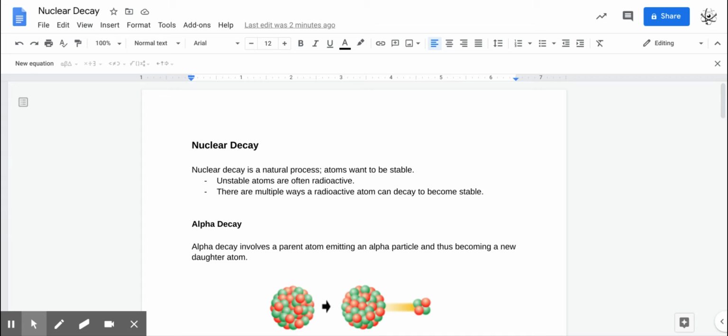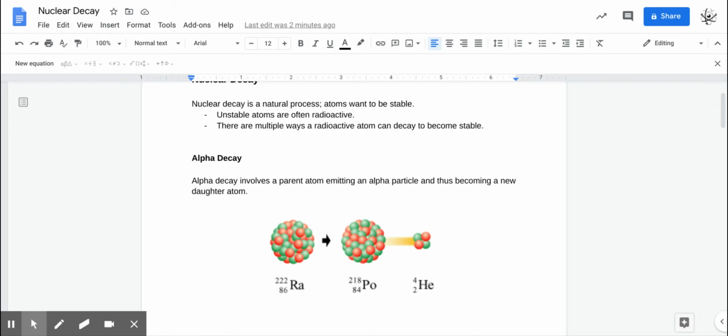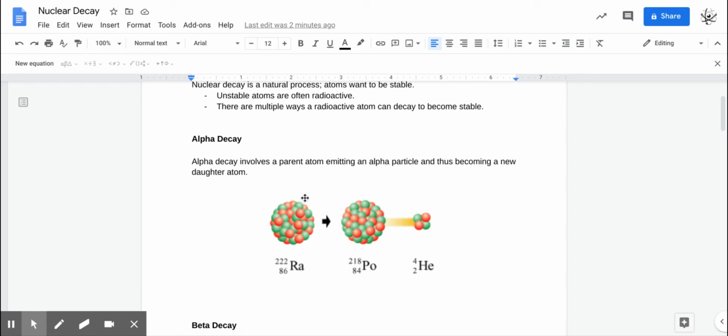There are multiple ways that they can do this, but two of the most common are alpha decay and beta decay. Now, alpha decay involves a parent atom that emits an alpha particle, and this is the alpha particle. It's a helium-4 nucleus. It includes two neutrons, which are the green, and two protons, which are the red. And when we emit this alpha particle, or this helium-4 nucleus, we create a daughter atom. And the daughter is going to be a different element than the parent that it came from.